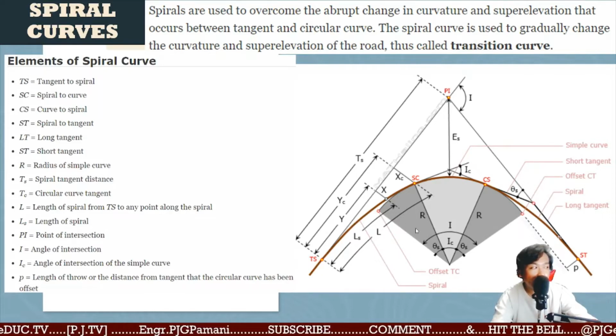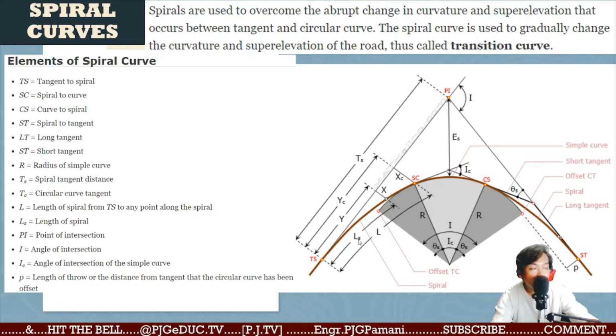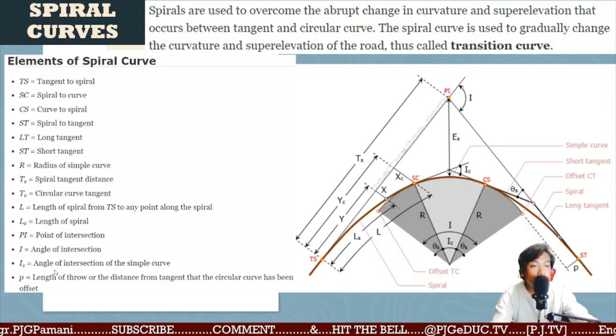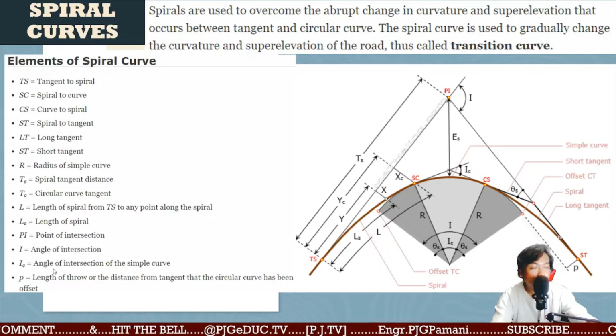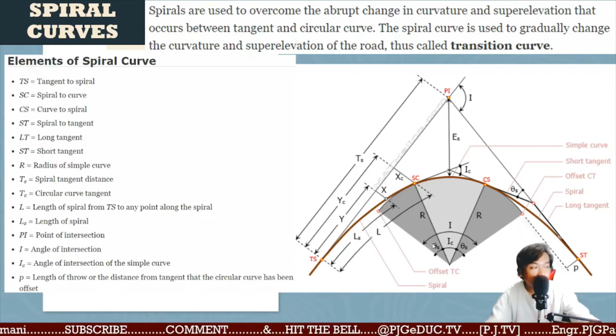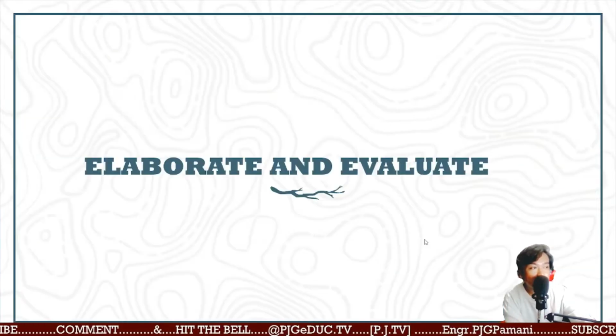Baliktad po yung nailagay nila dito sa figure. Yung LS dapat yung nandito sa L. Then yung L yung nandito dapat sa LS. Then PI, point of intersection. I is the angle of intersection. IC is the angle of intersection of the simple curve. Then P, or small p, is the length of the throw, or the distance from the tangent that the circular curve has been offset. Nandito yan sa next figure natin.